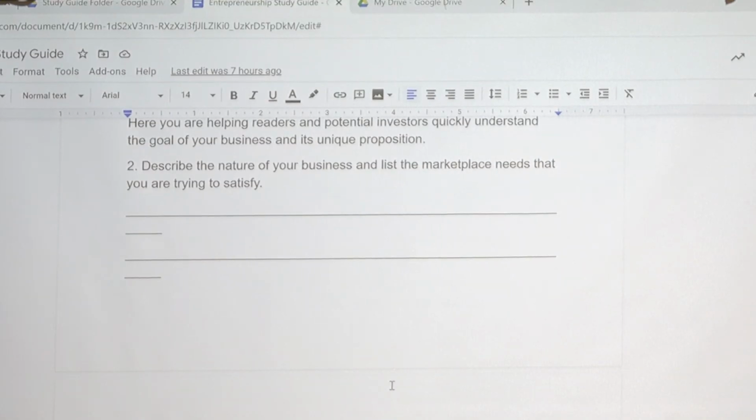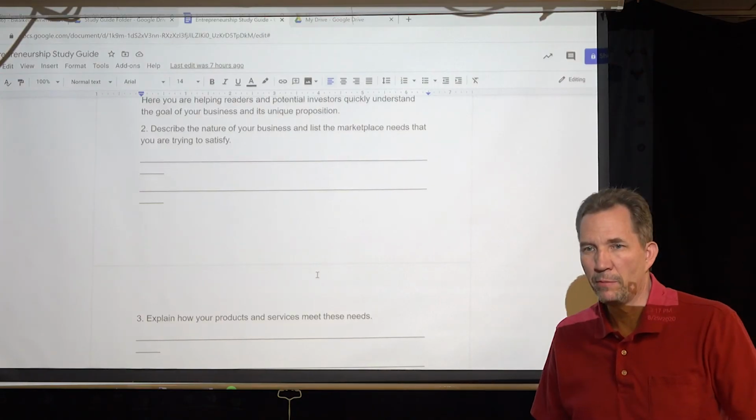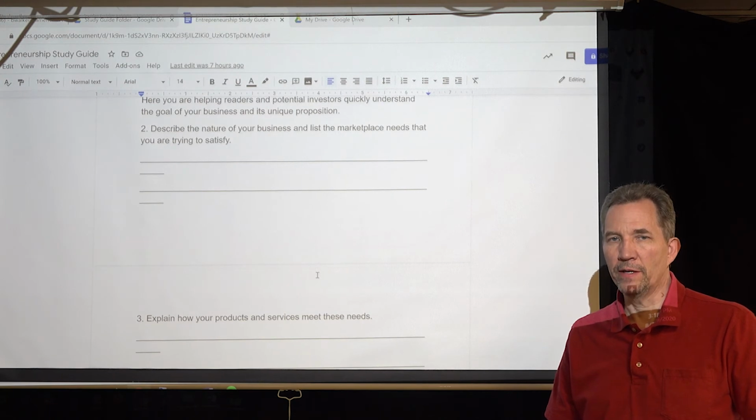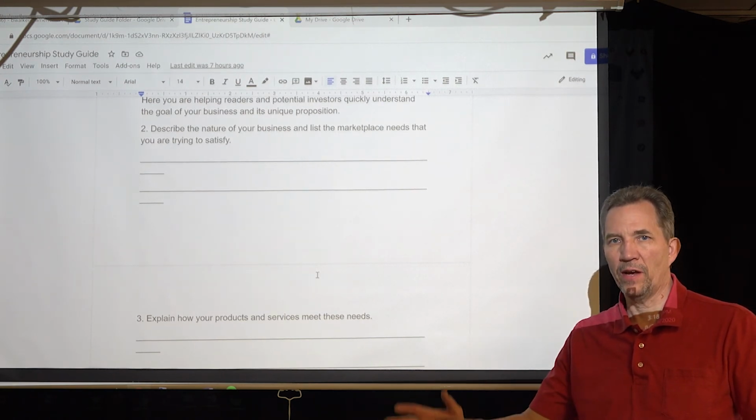Number 2 says, describe the nature of your business and list the marketplace needs that you are trying to satisfy. Okay, so this is the same thing we talked about before. You should be halfway there already. What are the needs of the market that you are satisfying? And what is the nature of your business that satisfies those needs?